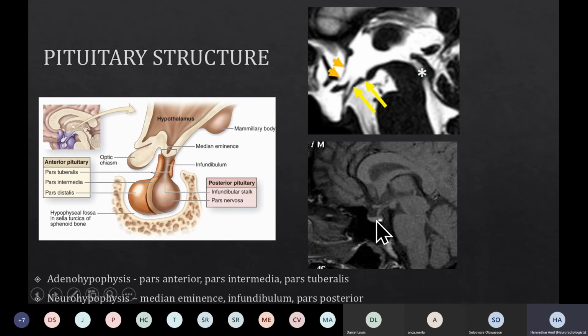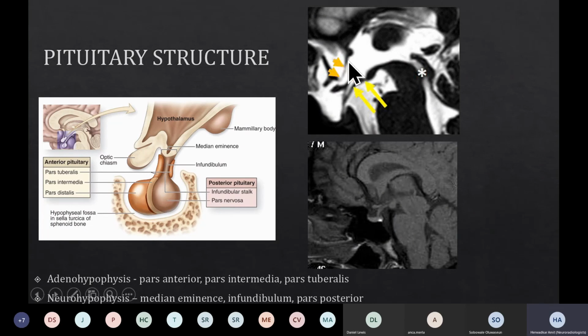And again, it is difficult to resolve this on MR, but it is the part of the anterior pituitary which abuts the bright T1 signal of the posterior pituitary. So the pars intermedia is going to be in this location. But it is very important to identify the bright T1 signal of the posterior pituitary over here on the sagittal T1 weighted sequences.